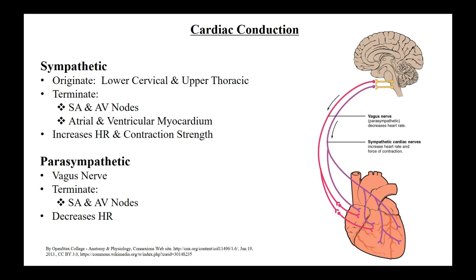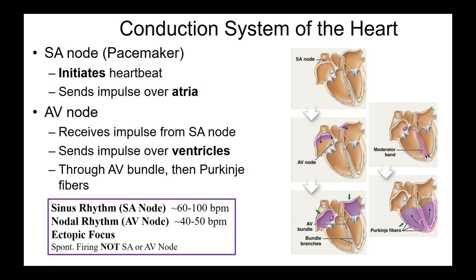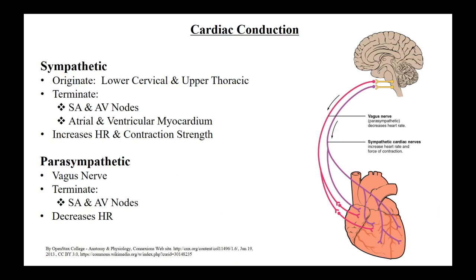Okay, which one becomes dominant? Generally, we think about the normal resting state. Which one has the dominance? Well, it turns out that the resting heart rate is lower than the pacemaker heart rate, which was 60 to 100 beats per minute. Remember, the sinus rhythm was 60 to 100 beats per minute. How many folks have 100 beats per minute just resting? Not many, right?